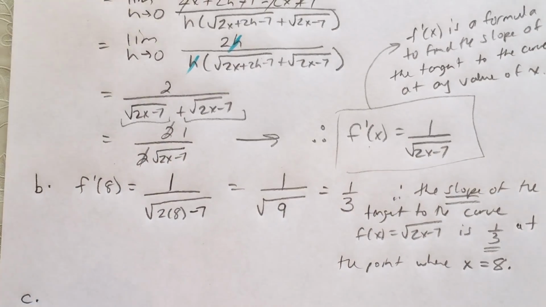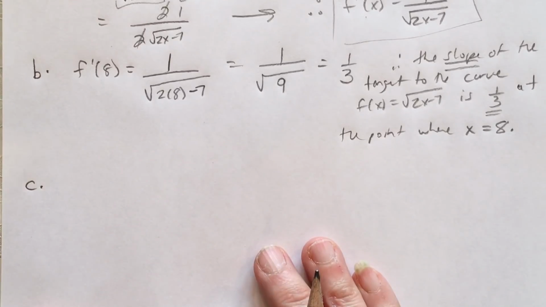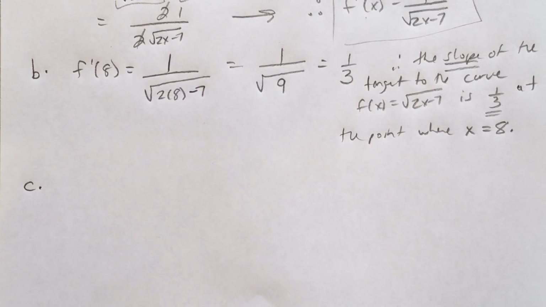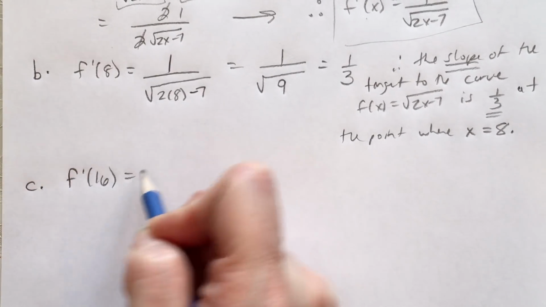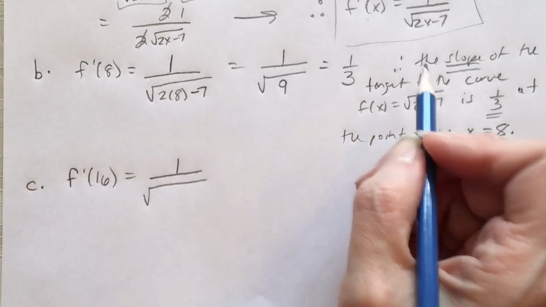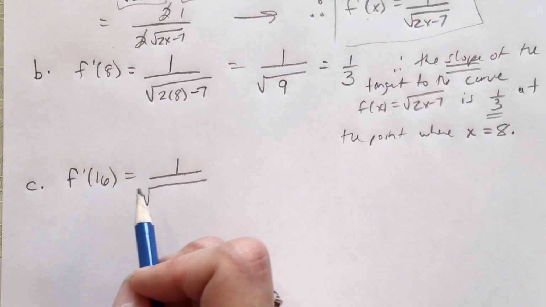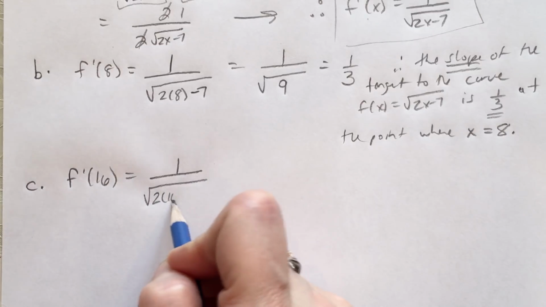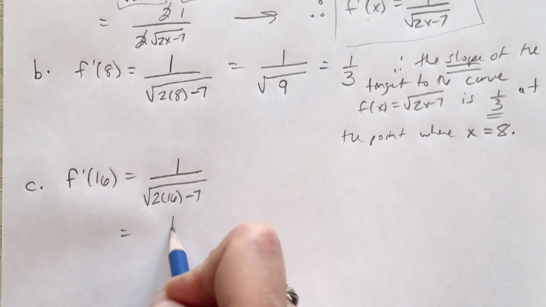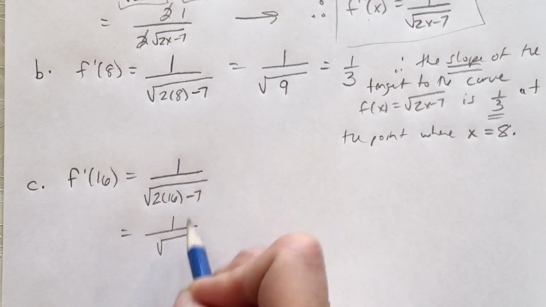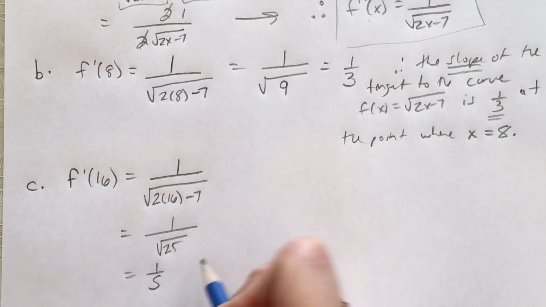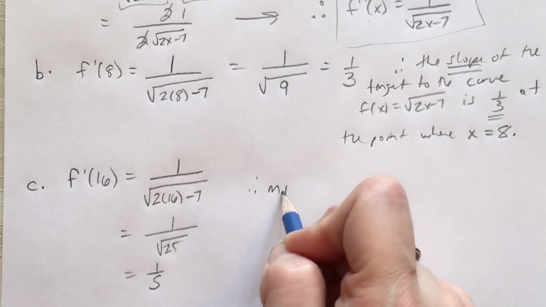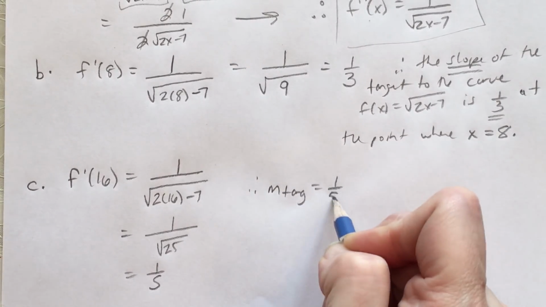And then C, determine the equation of the tangent line to that curve at the point 16, 5. So that's going to be where x is 16. So we'll substitute into our derivative formula again. So it's going to be 2 times 16 minus 7, 1 over square root of 25, or 1/5. So that's our slope. So therefore, m tangent is equal to 1/5.